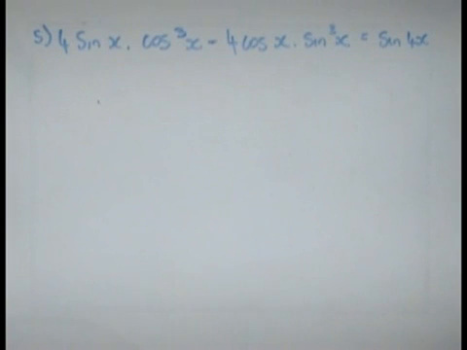Number 5. It's quite an interesting one. It says 4 sine x times cos cubed x minus 4 cos x times sine cubed x is equal to sine 4x.